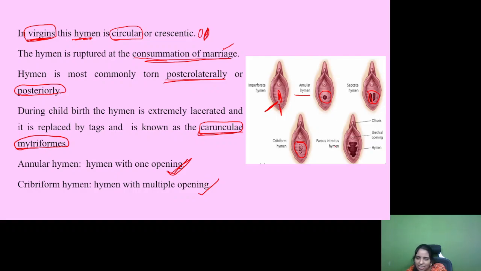In case of a parous woman, it is of different shape, different size. Okay, different shape and size. In this, what are the important points you have to keep in your brain? In case of virgins, the hymen is circular. It is mostly ruptured at the time of consummation of marriage, torn posterolaterally or posteriorly, and at the time of childbirth, it is replaced by new tags. That is also known as caruncle myrtiformes. If it has one opening, it is annular hymen. If it has multiple openings, it is cribriform hymen. In a parous woman, it is of different shape and different size.